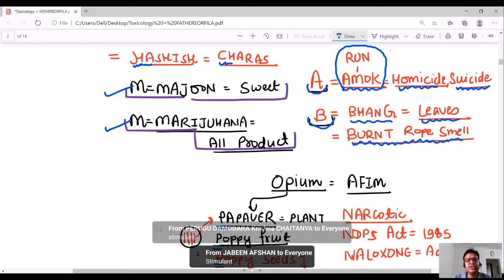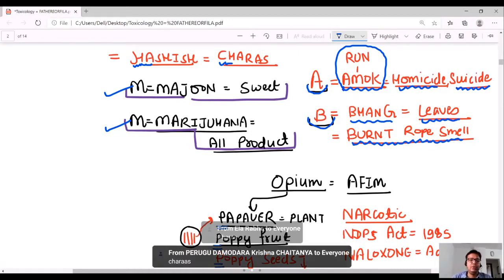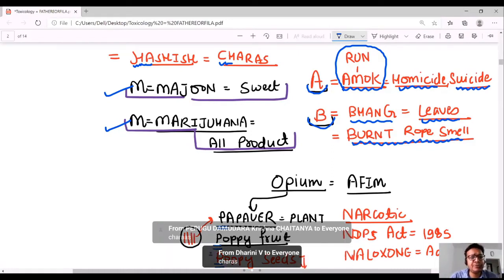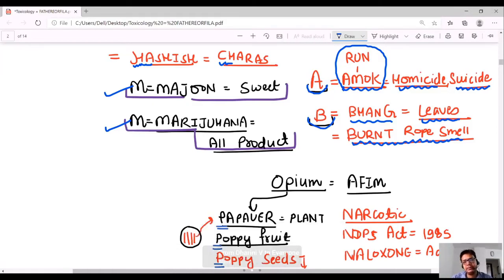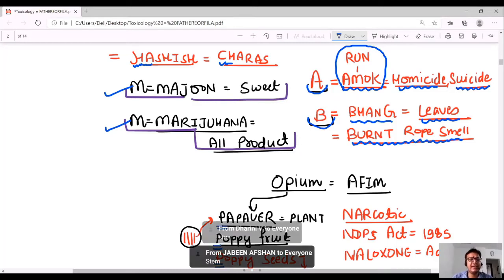Hashish is also known as charas. Charas is prepared from which part of the plant? Stem. Homicide and suicidal tendency after cannabis is known as run amok.